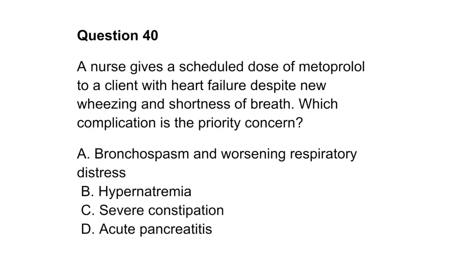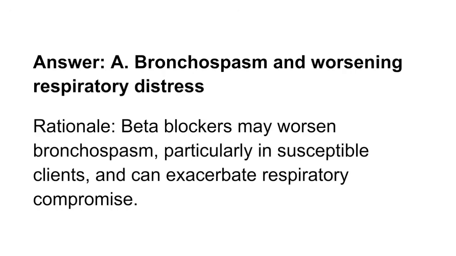Question 40. A nurse gives a scheduled dose of metoprolol to a client with heart failure despite new wheezing and shortness of breath. Which complication is the priority concern? A. Bronchospasm and worsening respiratory distress. B. Hypernatremia. C. Severe constipation. D. Acute pancreatitis. Answer: bronchospasm and worsening respiratory distress. Rationale: beta blockers may worsen bronchospasm, particularly in susceptible clients, and can exacerbate respiratory compromise.